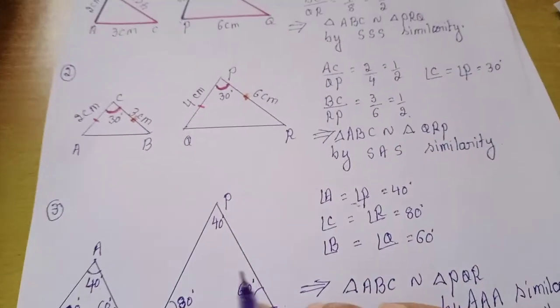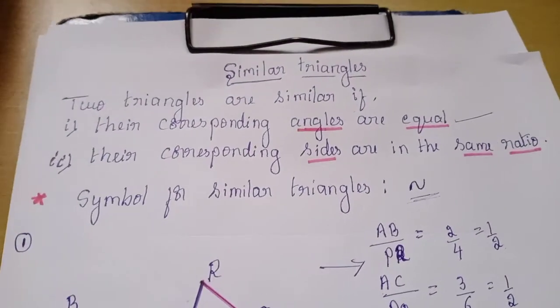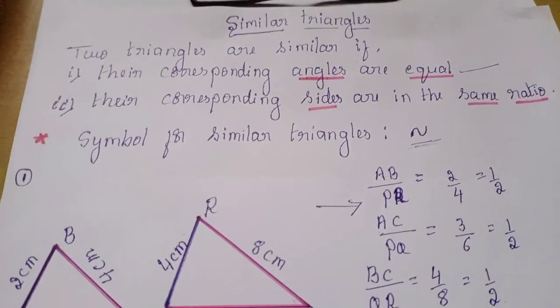I hope everyone understood the exact difference between congruent triangles and similar triangles and the types of congruent and similar triangles. So thank you, children.